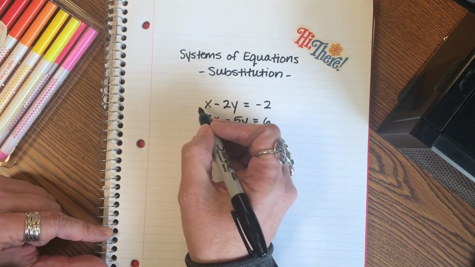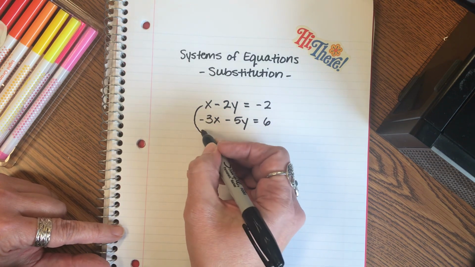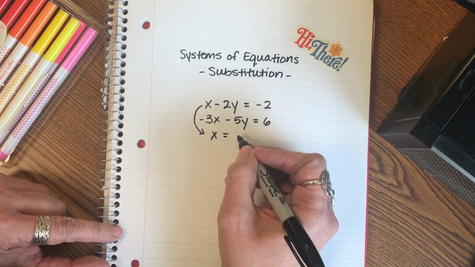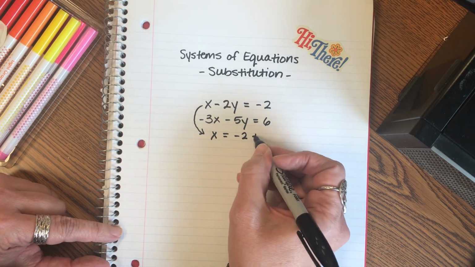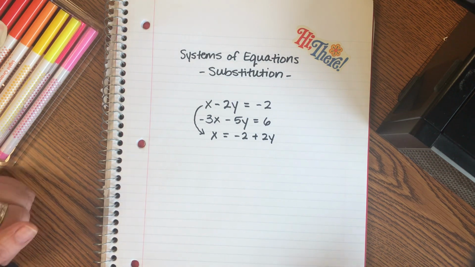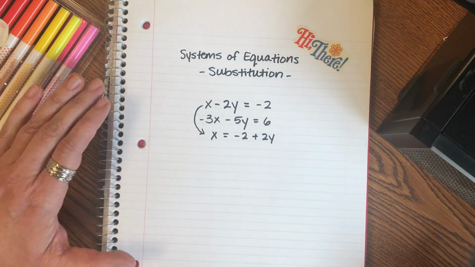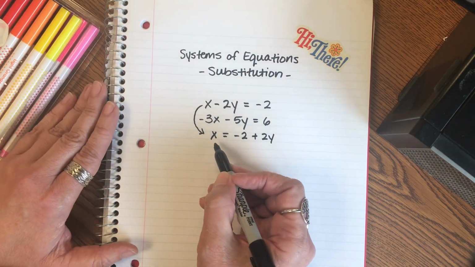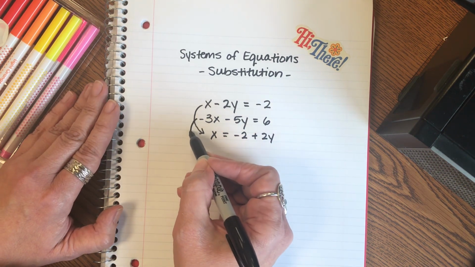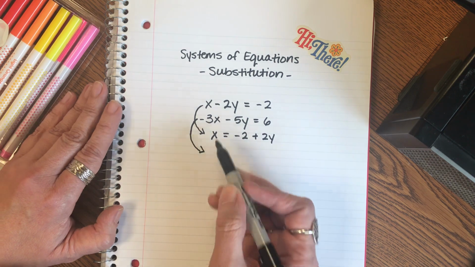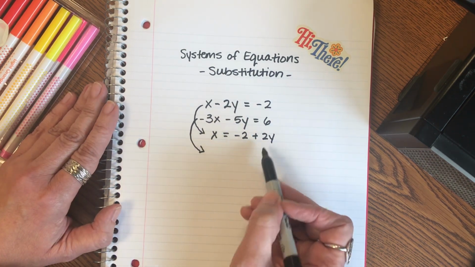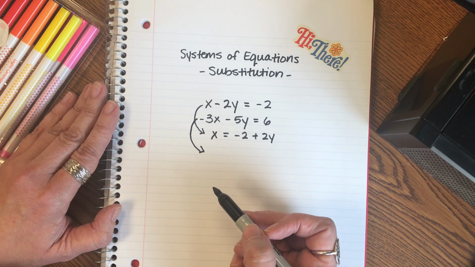Okay? So if we add 2y to both sides, this equation is going to become that x is equal to -2 plus 2y. Or you could write 2y minus 2. It's your choice. Now that I know exactly what x is equal to, I can take this equation right here, and we can pull the x out, and we can substitute in what it is exactly equal to.